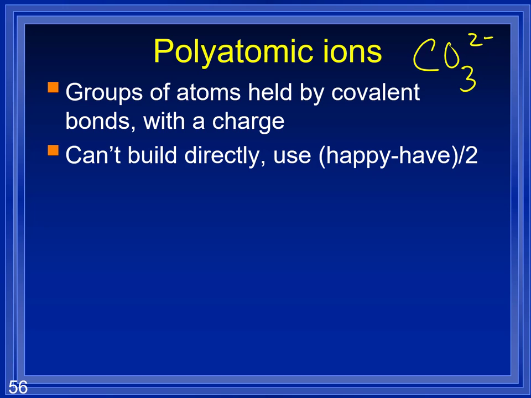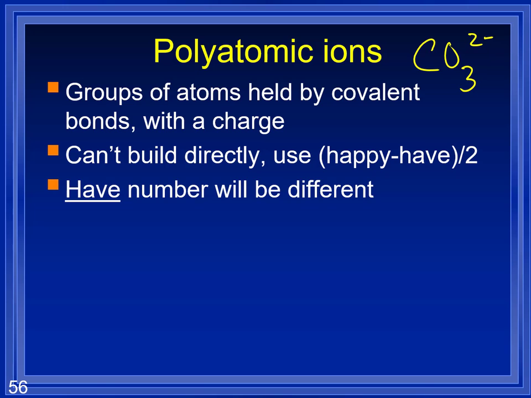There's going to be one slight difference. We're still going to talk about how many they have and how many to make them happy. That's not going to change. But what's going to change is how many they have. Because I get the have number by looking it up on the periodic table, but then I've got to take into account the charge, because they have a charge. So the have number is going to be different.